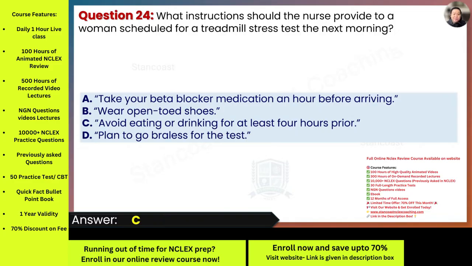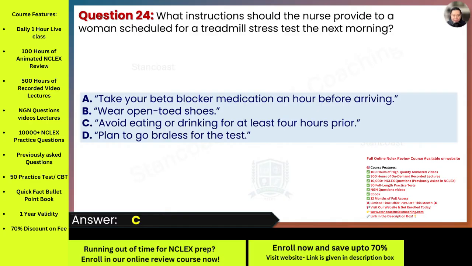Now, what about letter D? Plan to go braless for the test. This is a bad choice. In fact, wearing a bra is recommended because it will provide comfort and also support during the treadmill test. And it will improve the client's ability to focus on the test without unnecessary distractions. And going braless could make the test more uncomfortable and impractical, especially with the physical exertion involved. And there is no reason to avoid wearing a bra, so this is not the right answer.